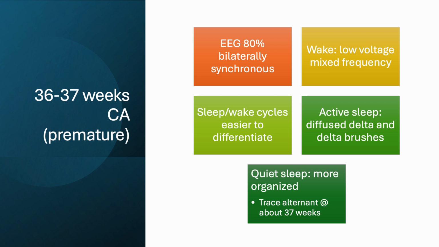There is also a waveform called trace alternate. Trace alternate is very similar to trace discontinu, but the difference is trace discontinu has a maximal amplitude voltage of 25 microvolts in the interburst, or relatively low activity period. Trace alternate will have interbursts that are greater than 25 microvolts.